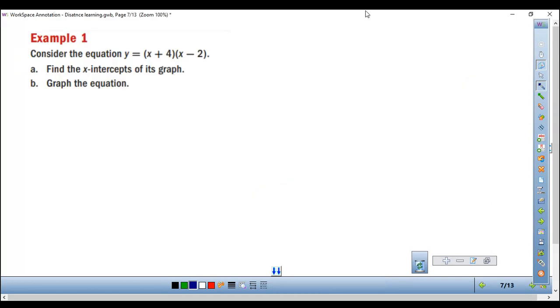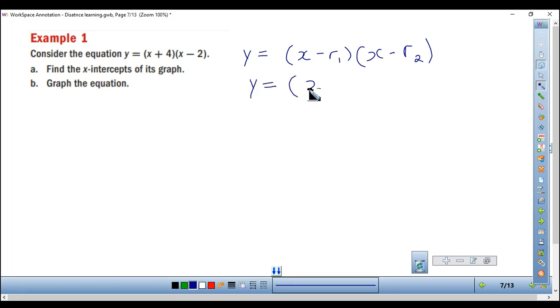Okay, let's take a look at this example. It says, consider the equation y is equal to x plus 4 multiplied by x minus 2. It says, find the x-intercepts of this graph. Well, let's take a look. We know that it should be written in the form y is equal to x minus r sub 1, x minus r sub 2. And these are the roots. So with this equation being y is equal to x plus 4, this would be x minus negative 4.